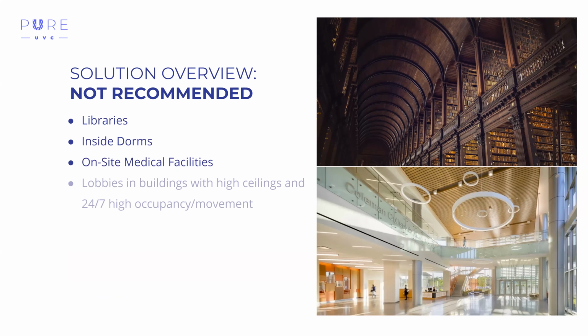Now, as we round up this, there's a few places that the solution is not recommended. First off, it's not recommended in libraries, especially libraries housing old books. For those old books, UV light, just like sunlight, because UV light is sunlight, does begin to diminish and tarnish the ink inside the books. And so it's going to cause a fading effect. It's one of the reasons why the libraries, such as this one pictured from a Dublin library, are oftentimes dark and use very limited lighting for that.